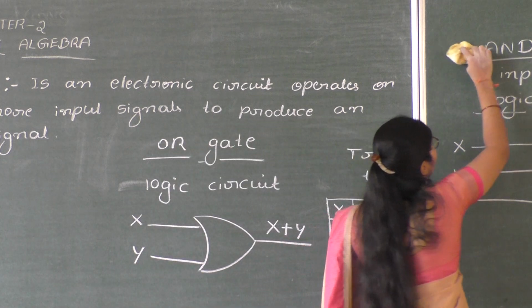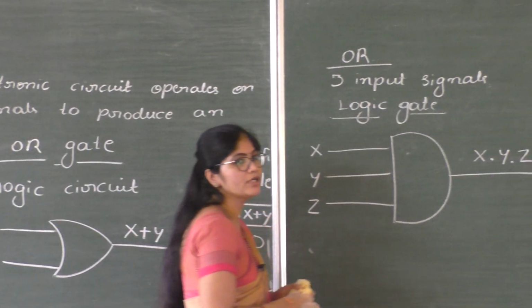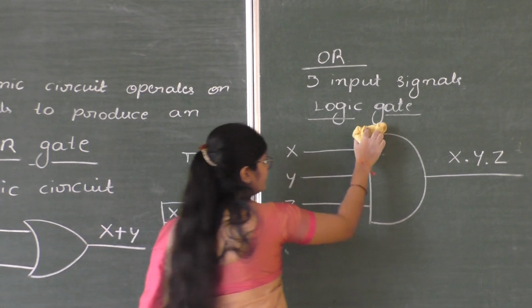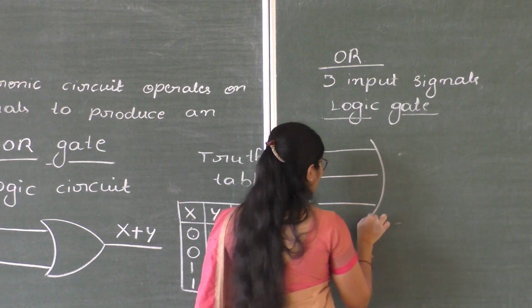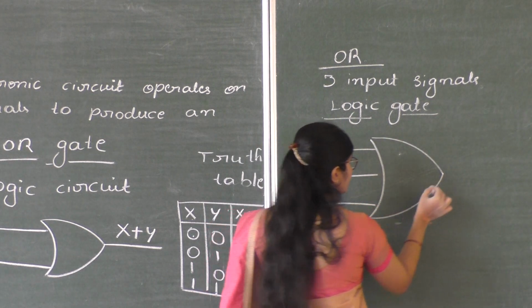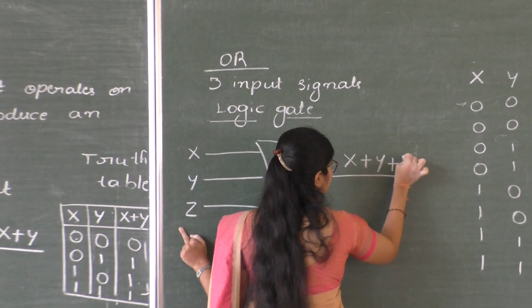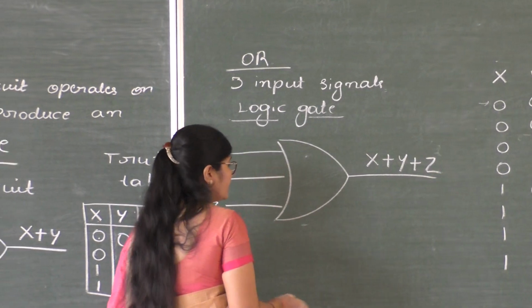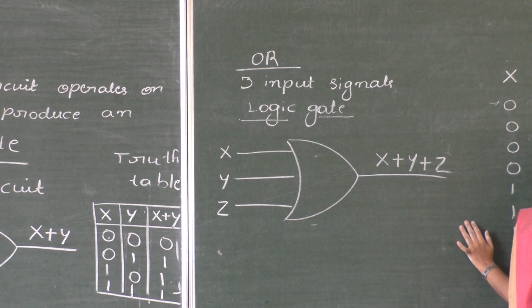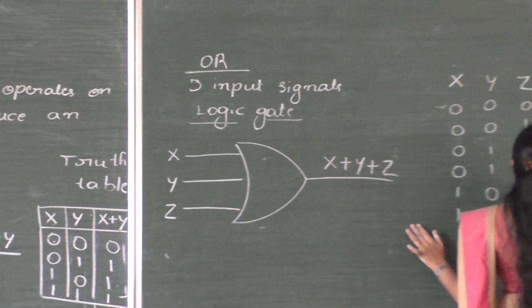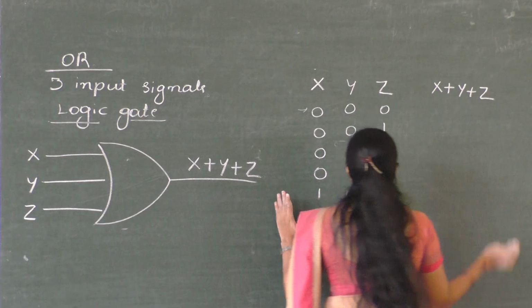Next, the OR gate for 3 input signals. If X, Y, Z are the 3 input signals, then the output is X plus Y plus Z. Here the plus operator is used to represent the OR gate. For 3 input variables, there are 8 combinations. Finally, the output is X plus Y plus Z.